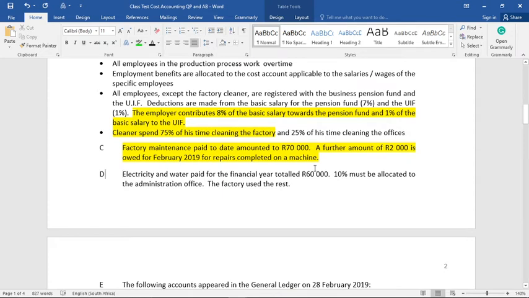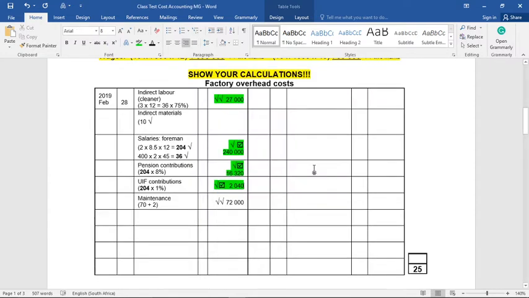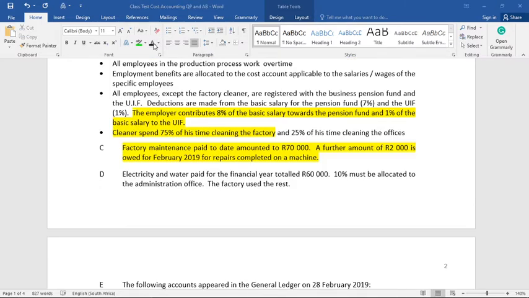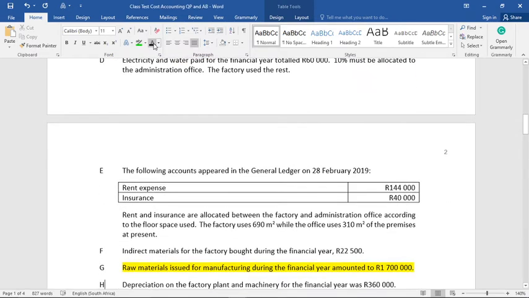Electricity and water paid for the financial year totaled 60,000 and 10% must be allocated to the admin office. The factory uses the rest. So when we come here to the factory overhead account, it means that electricity and water over there is 60,000 times 90%, 54,000. That's pretty simple. Okay. Number E.